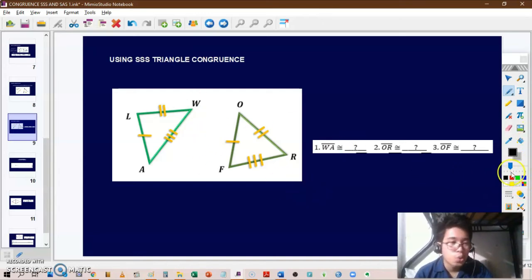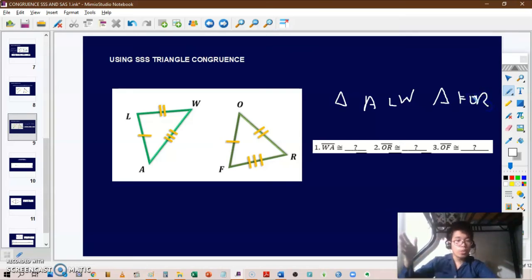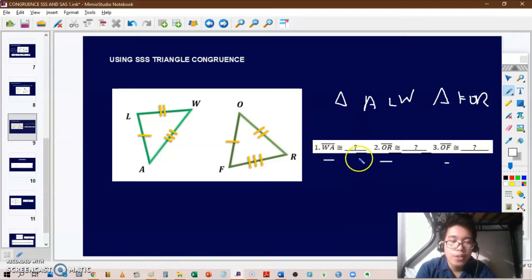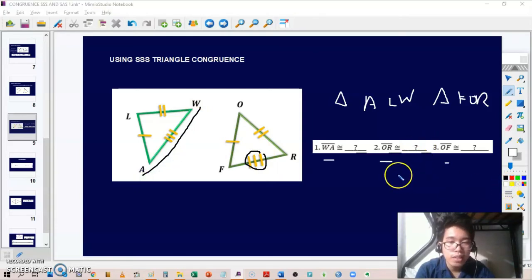For this short activity, we have two triangles: triangle ALW and triangle FOR. We want to know which sides are congruent to the following given sides. We have side WA, or line segment WA, and it's very obvious that WA is congruent to line segment FR.